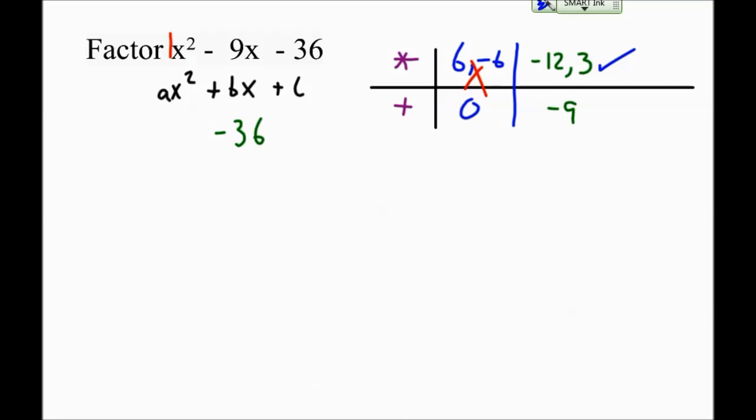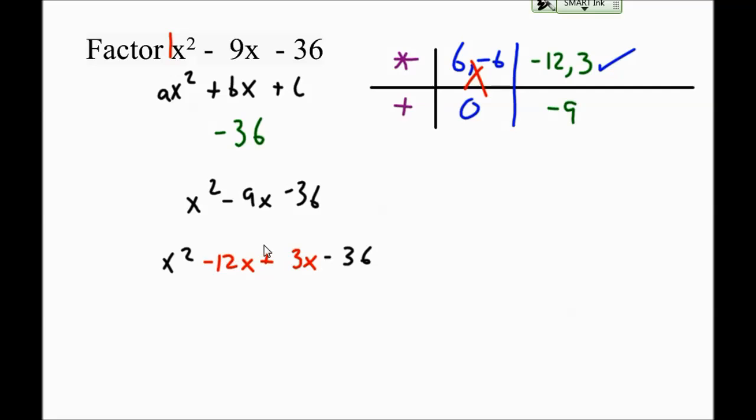So here's what we do. We're going to take our original polynomial, x squared minus 9x minus 36, and I'm going to split the middle. Let me show you what I mean. So I'm going to write it like this, x squared minus 12x plus 3x minus 36.